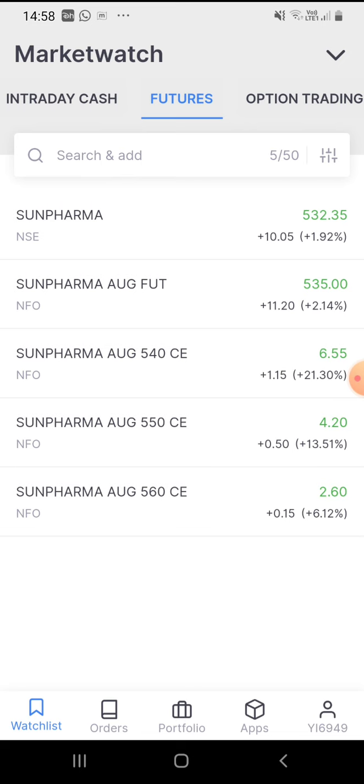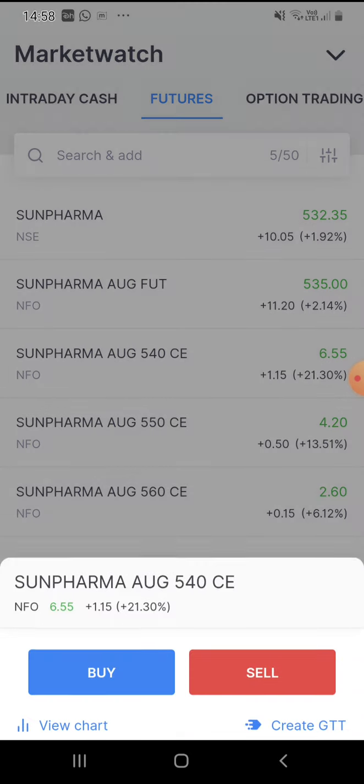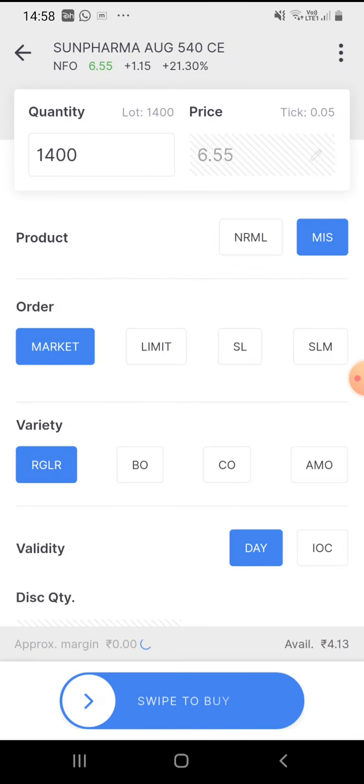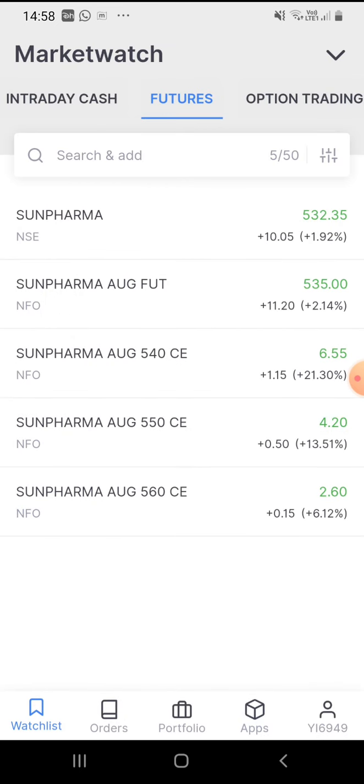Now let's assume that Sun Pharma moves from 535 to 540, and you bought this at 535. The real value of Sun Pharma is 535, and you have to buy this 540 strike. Here your expenses: you can see that in futures the quantity was 1500. Here also the quantity is 1500. Okay, so what is the value? You can see one value, 6.55.